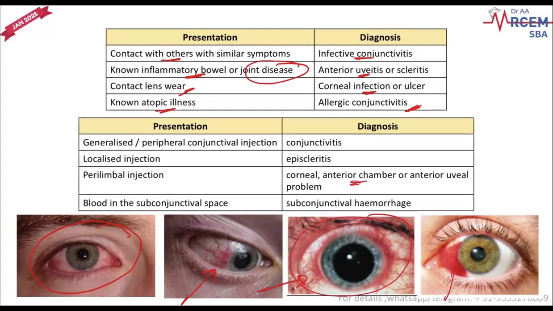If there is blood in the subconjunctival space, as you are seeing here, most of the time it is a subconjunctival hemorrhage, and no treatment is required for this. Just reassure and discharge. Nothing needs to be done for this. Usually tested in lab exams, can appear in your exams also.